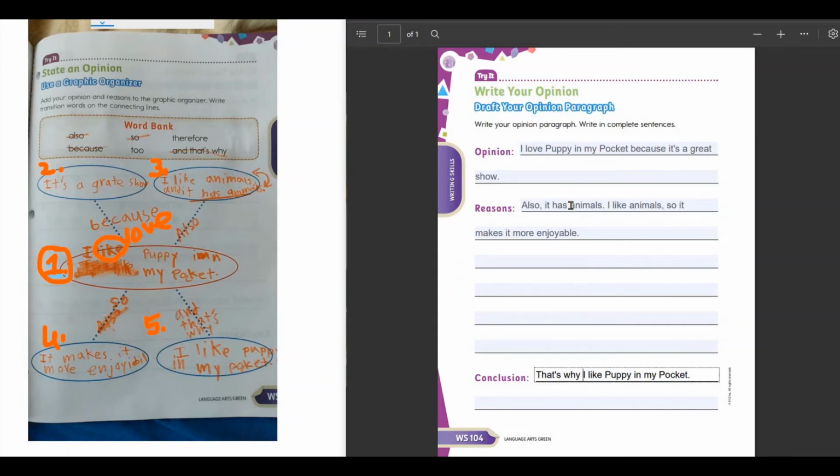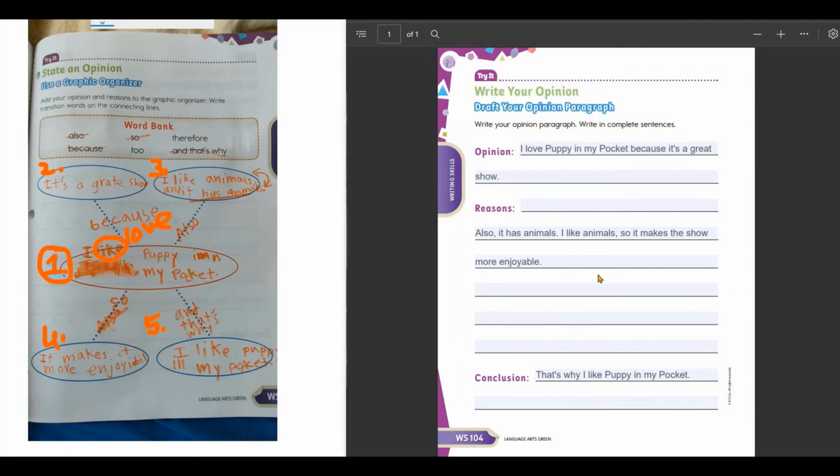Now, we have 1, 2, 3, 4 sentences. Your lesson guide talked about having 5 sentences. Now what do we do? Well, let's break it down, I guess. Maybe you could add one more reason in here somewhere. Okay, so maybe just add one more sentence here, something you think about Puppy in My Pocket that would further support your opinion, further show a good reason to love Puppy in My Pocket. I'm trying to think of one. Now, while you're brainstorming for another reason to support your main opinion, so we can have 5 sentences total.